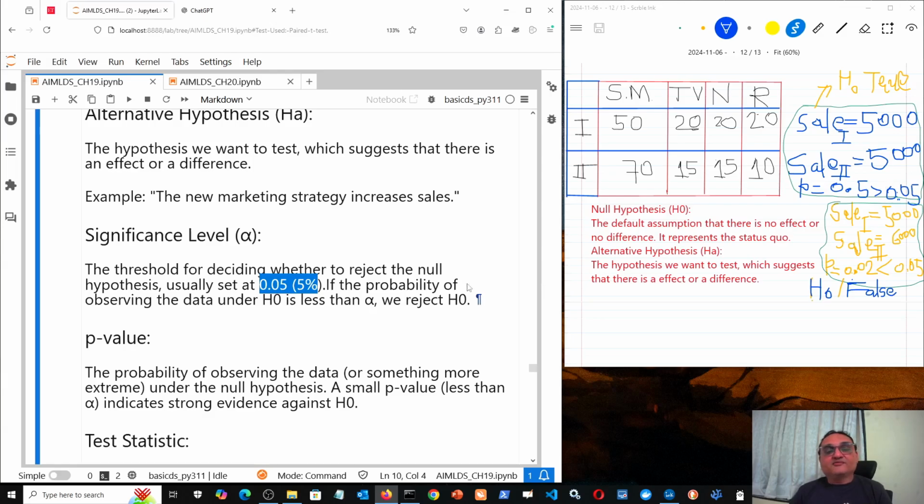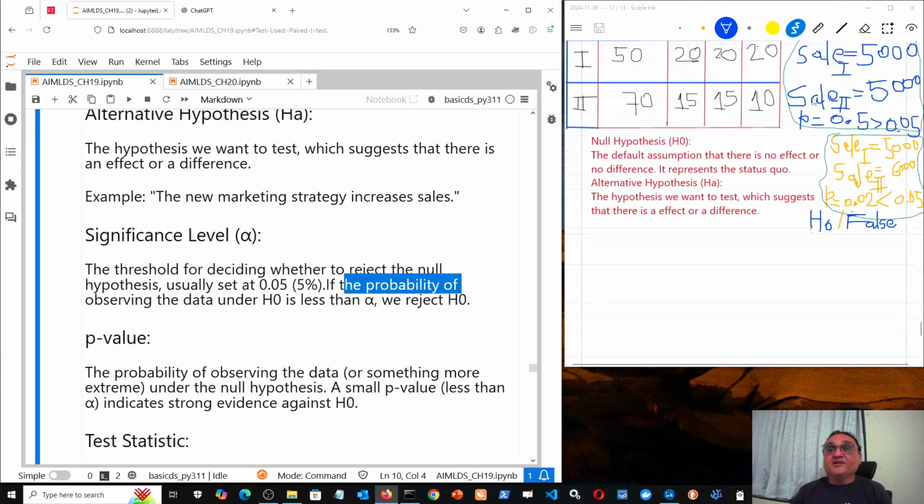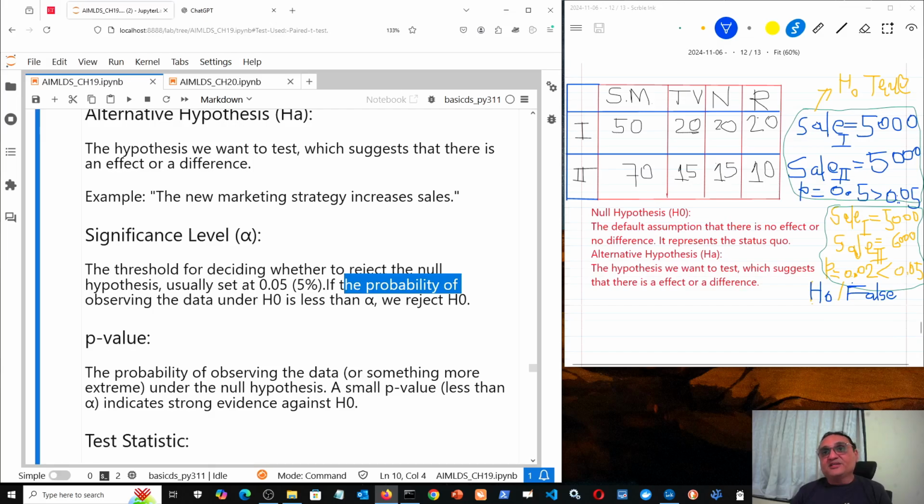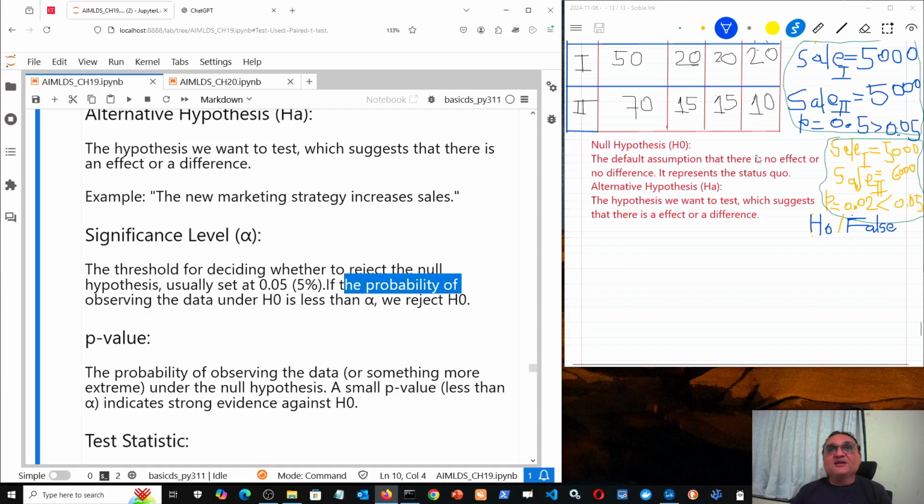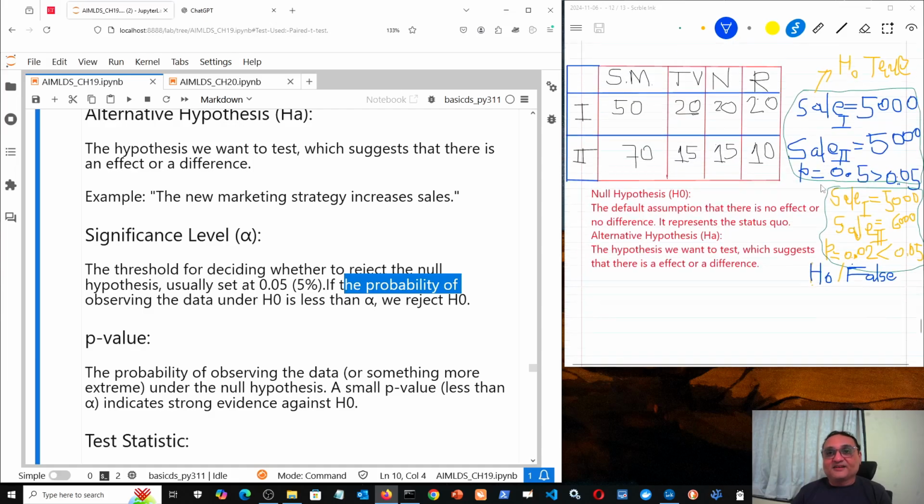So if there is only less than 5% probability that my outcome data, I am talking about outcome data, that is the sale, the distribution of sale, would be same as the original sale, then I would say that anything greater than 5% means now my observations of the outcome are not falling under my null hypothesis, because null hypothesis says that there is no effect of new marketing strategy, right?